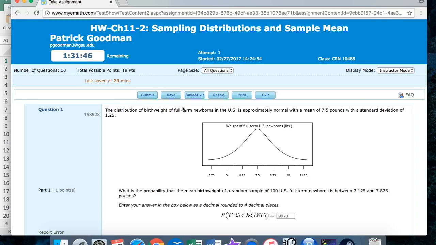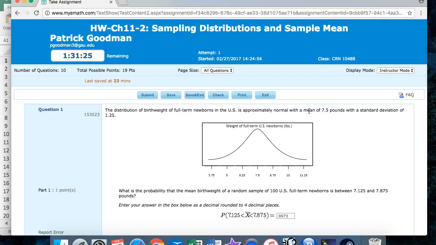The sampling distribution of birth weight of full-term newborns in the U.S. is approximately normal with a mean of 7.5 pounds and a standard deviation of 1.25. What is the probability that the mean birth weight of a random sample of 100 U.S. full-term newborns is between this value and this value, in pounds? Okay.